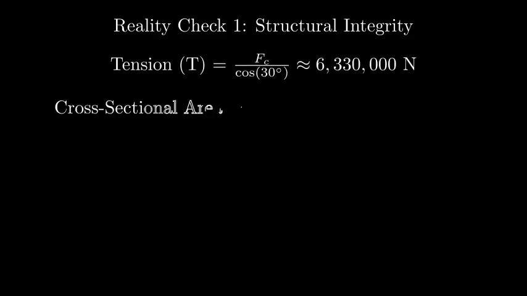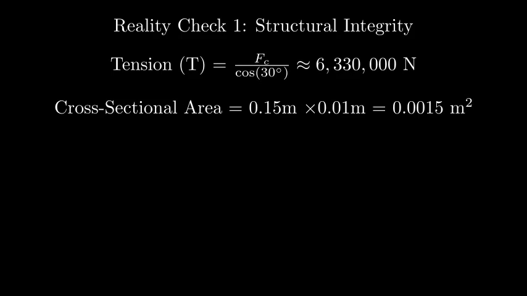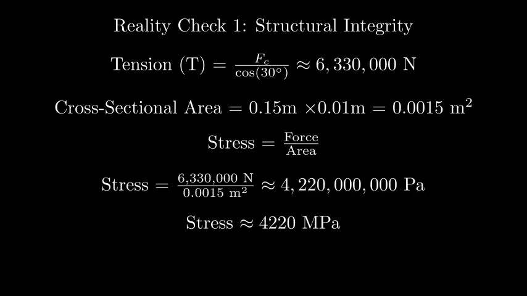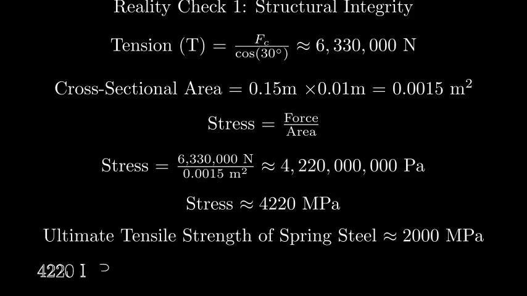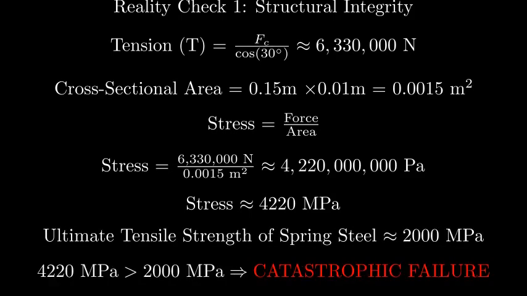The total tension in each arm is about 6.3 million newtons. The cross-sectional area of the plank is 0.0015 square meters. Stress is force divided by area. This calculation gives us a stress of 4,220 megapascals. The problem is, high-grade spring steel has an ultimate tensile strength of around 2,000 megapascals. The stress on our plank is more than double what the material can possibly withstand. The plank would instantly and violently disintegrate, so the device would destroy itself long before it reached 10,000 RPM.